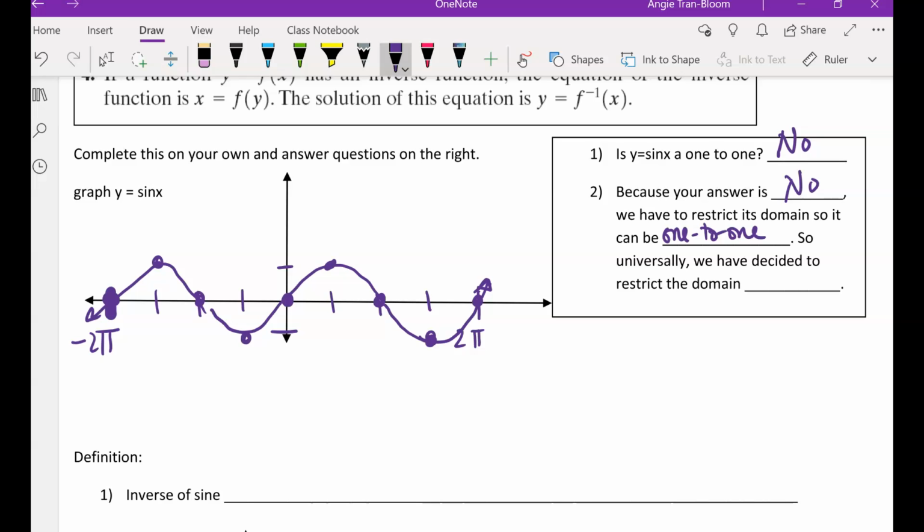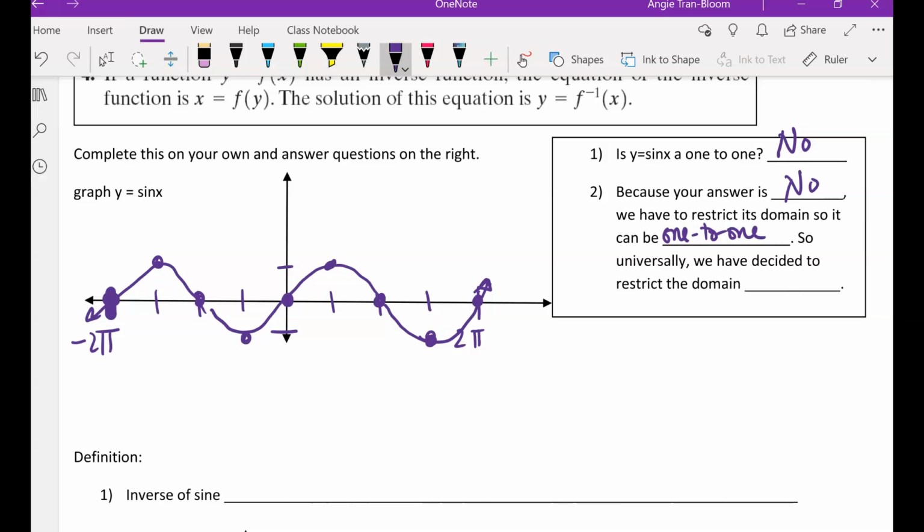Why not from 0 to here? Because it would intersect twice in the horizontal line. Okay. Why not here to here? You could do that, right? Technically, you can take lots and lots of different intervals. But universally, we just have to come together and agree on one set of domain, okay?